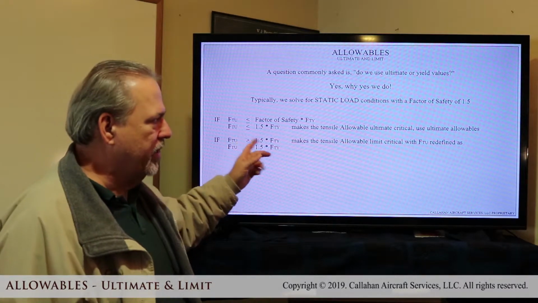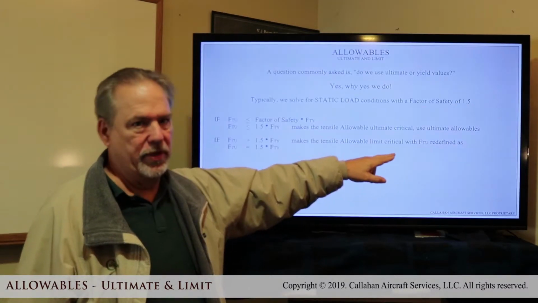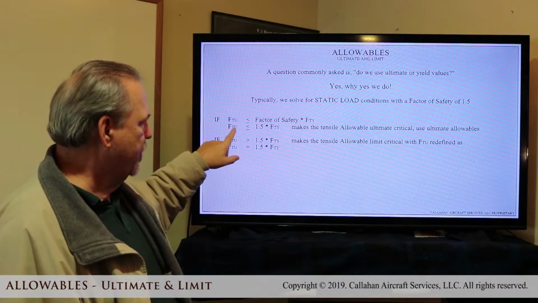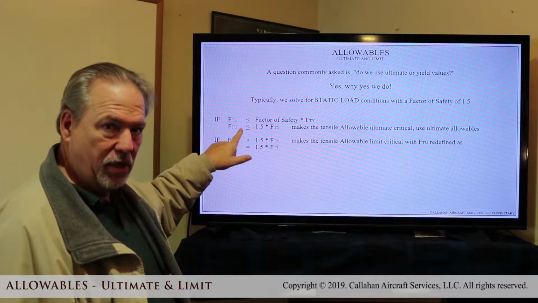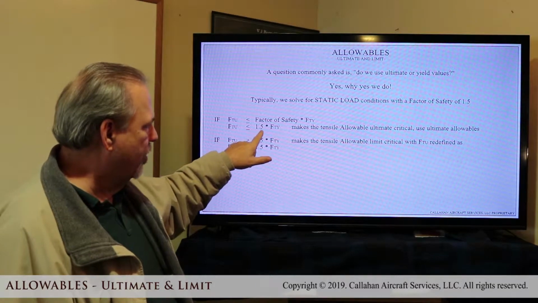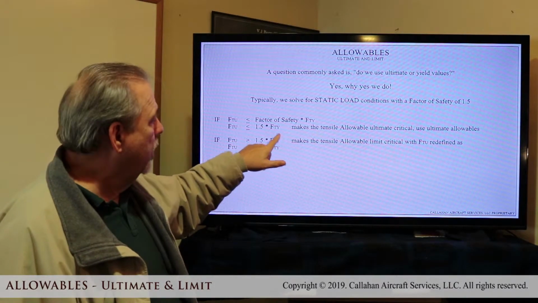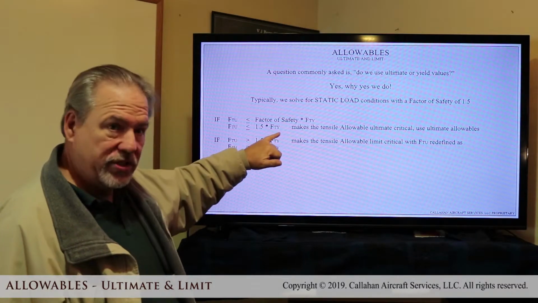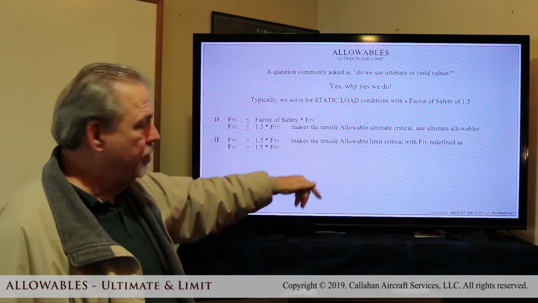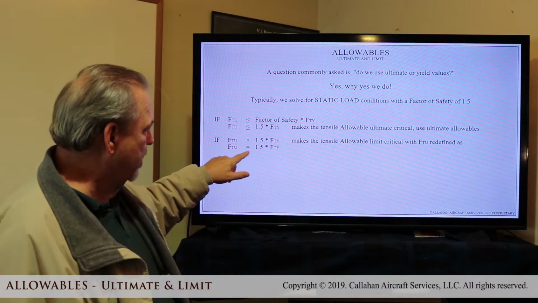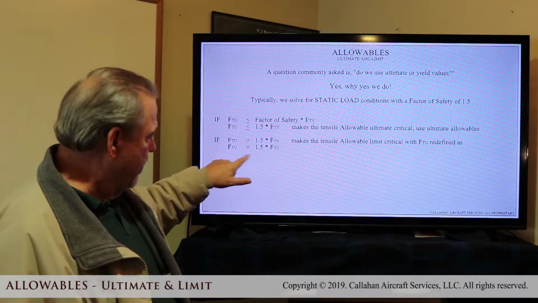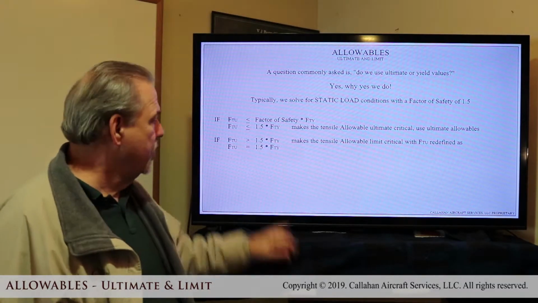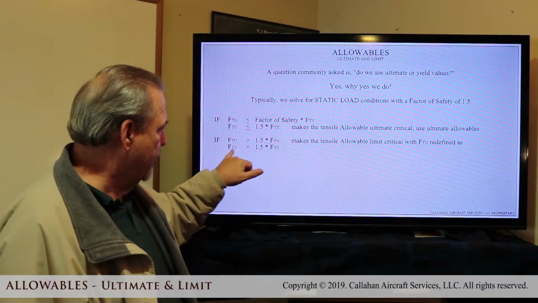First, you have to determine if it's going to be ultimate critical or limit critical. Ultimate critical, as long as FTU, the tension allowable, ultimate, is less than 1.5 times FTY, 1.5 being from the factor of safety. If that is a true statement, then it's ultimate critical. If it's not, then it's going to be limit critical. And that's the equation that defines the new FTU.